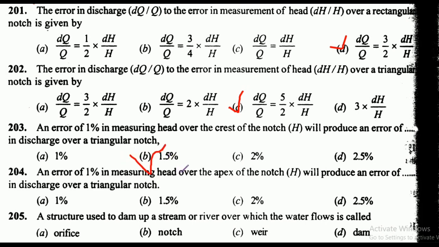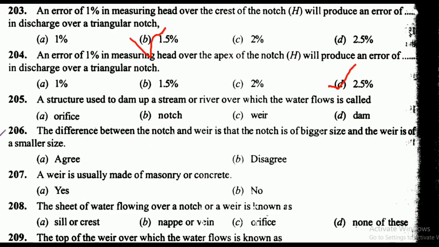Now next is, an error of 1% in measuring head over the apex of the notch H will produce an error of dash in discharge over a triangular notch. So here friends, these are the options, and here the correct answer is option D, that is 2.5%.